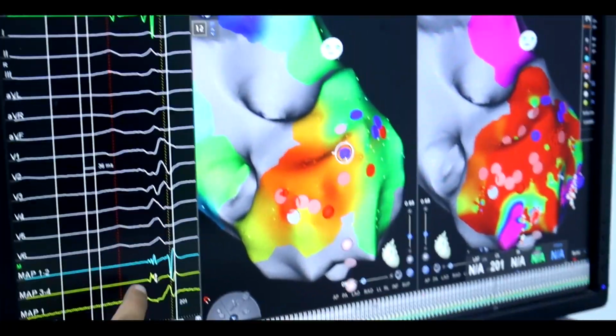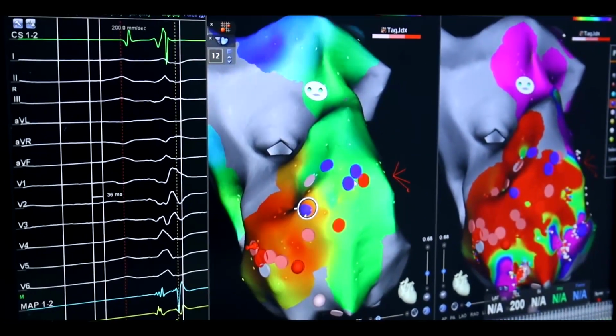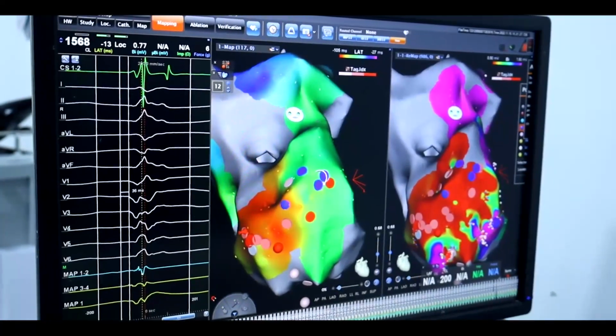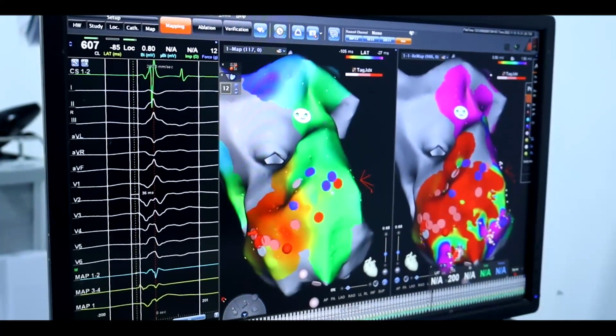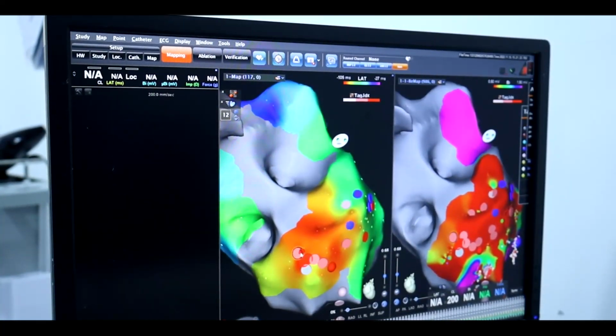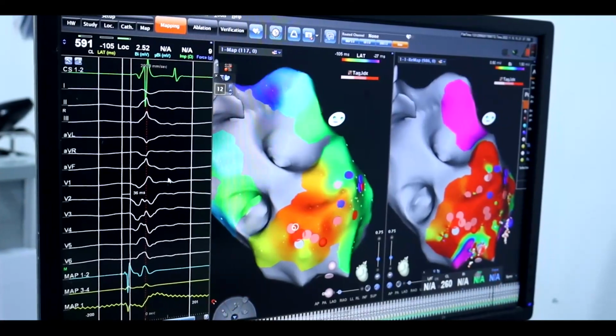So this is the potential. This is sinus rhythm, and the potential is before the QRS complex. This is the point here, the earliest point. Yes, this is the earliest point. Now this is the PVC.